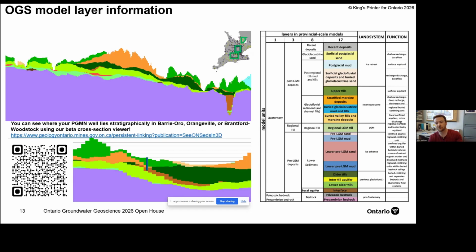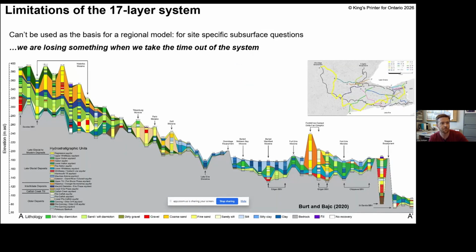And just before this work is done, I just want to highlight that if you have a PGMN well that you're curious about in any of those areas shown in green in Barrie Oro, Orangeville, or Brantford Woodstock, you can actually access our live beta cross-section viewer, and you can get a good understanding of where your well sits within the stratigraphy just by using that tool, which just became available last week.